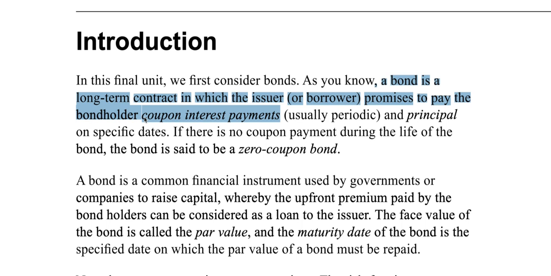Remember, when we talk about coupon interest, it's really a percentage. But if you're mentioning the coupon interest payments, that means in terms of dollars. Usually it is periodic, say once per quarter or per half year or per year. And then the principal will not be given to you until the last day, which we call the specified day. So that's generally what a bond means.